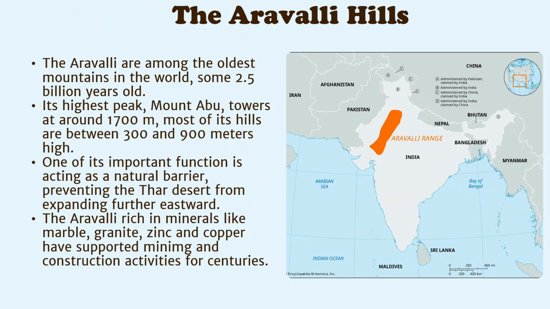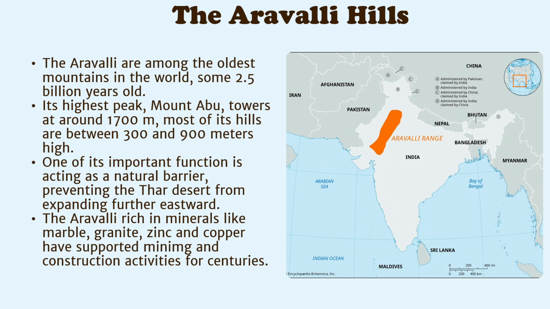The Aravalli Hills are among the oldest mountain ranges in the world. Mount Abu is the highest peak here. The Aravalli Hills act as a natural barrier and stop the Thar Desert from spreading further east. These hills are rich in minerals like marble, granite, zinc, and copper.